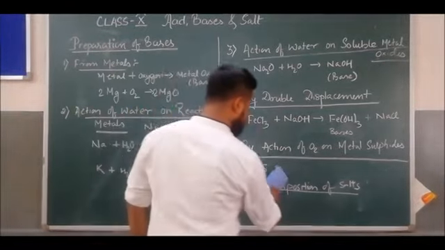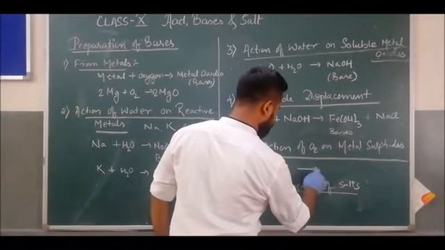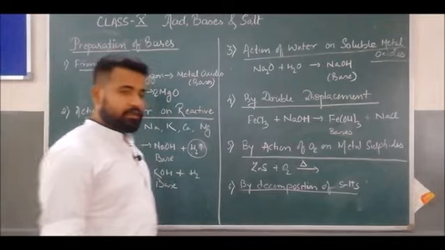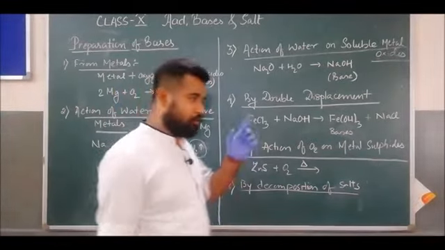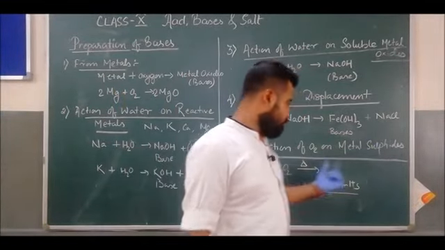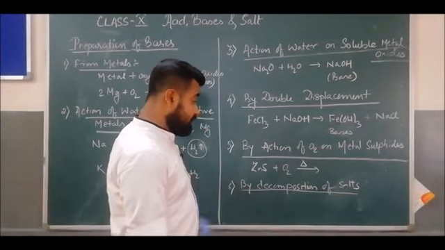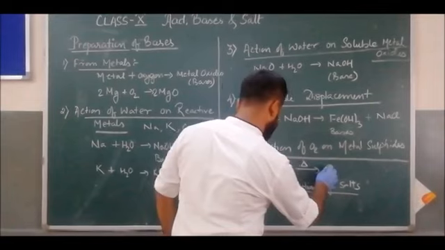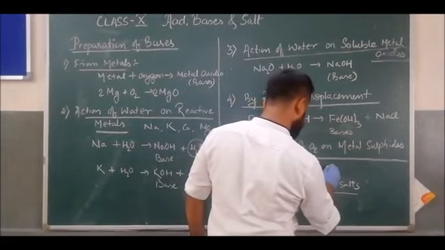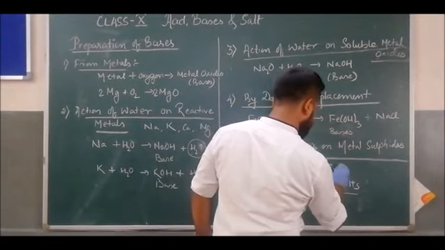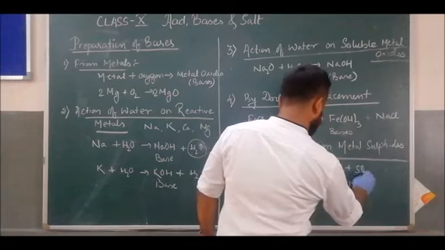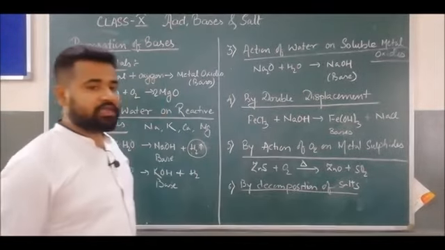When treating with oxygen and it is heated, zinc sulfide, it is a metal sulfide. I have told you in the previous video, sulfide means when sulfur ion will be there, that is called as sulfide. So this zinc sulfide, when reacts with oxygen, it will give what? Zinc oxide plus sulfur dioxide. It gives zinc oxide plus sulfur dioxide.